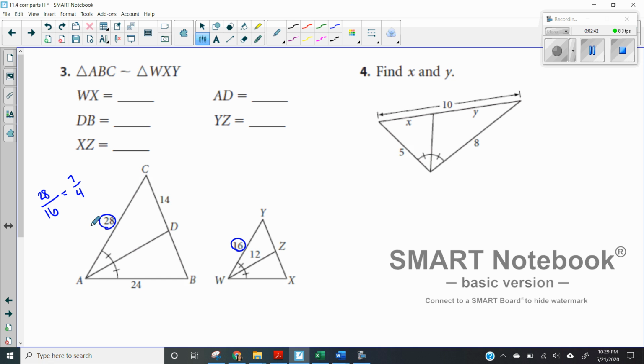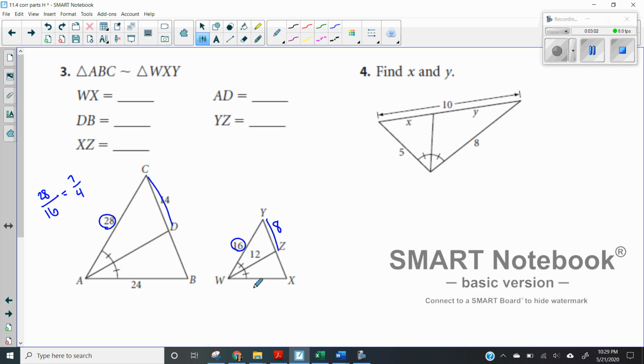That's 7/4. Okay, so for example, if I'm now looking at this piece and this piece, my ratio is 7 to 4. Well, this is just 7 times 2, so this has to be 4 times 2, or 8. Okay, so feel free to kind of use the ratios that way if you'd like. Let me fill in the rest here.